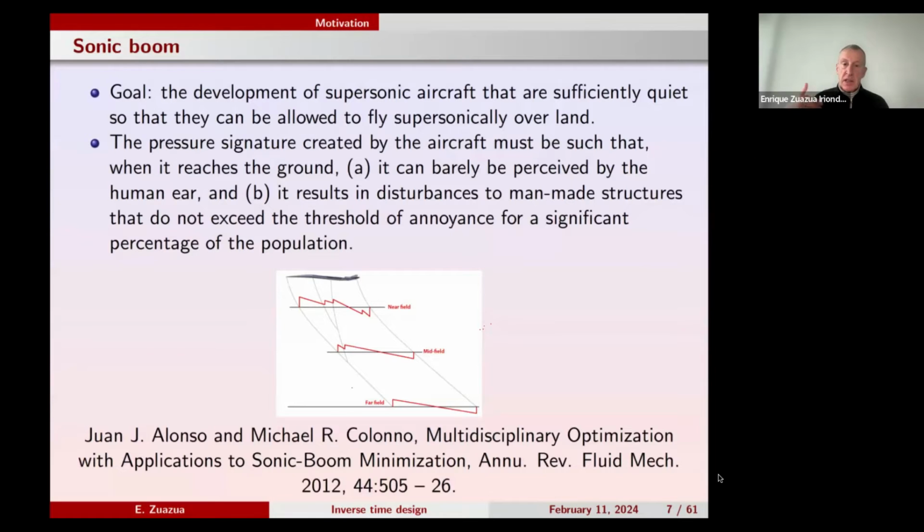So in some sense, as you see, it is kind of solving the PDE backwards. So to identify what are the initial conditions that make the solution at the final time, so the signature of the sonic boom when reaching Earth, admissible, to fulfill some constraint, okay?